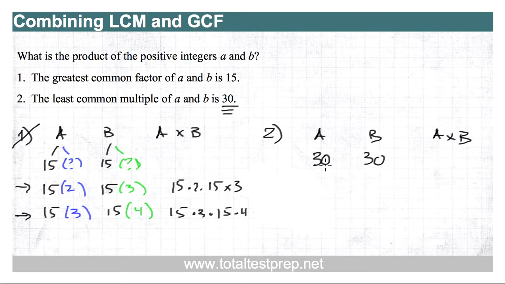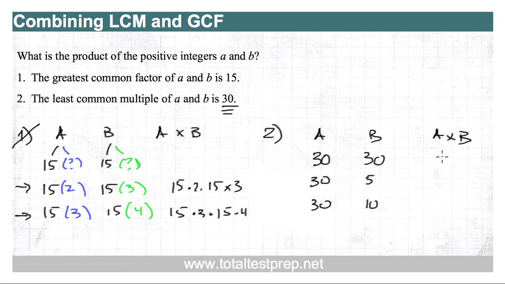Because if a is 30 and b is 30, their least common multiple has to be 30. The least common multiple of 30 and 30 is 30. In fact, if one of the numbers is 30 itself, then the other number can be any factor of 30. So 30 and 5 gives us, for example, a least common multiple of 30. 30 and 10 give us a least common multiple of 30, and so on.